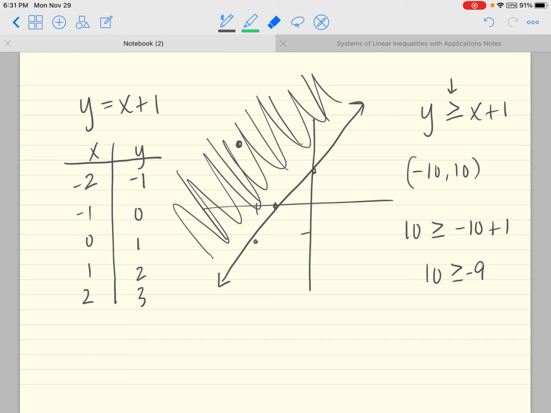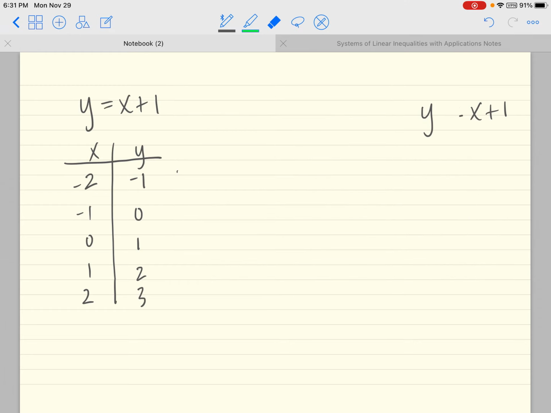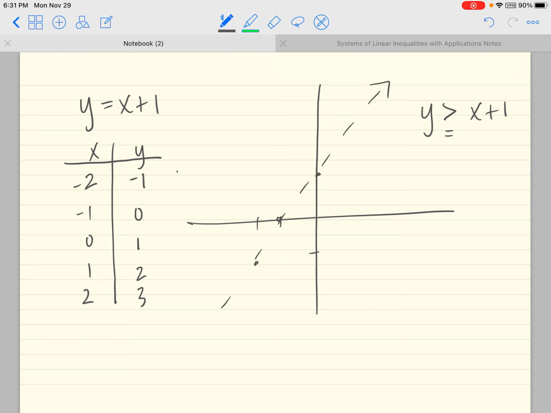Now, if I was to take away the equal, how would it change? So if it were just y is greater than x plus 1, then this connection of points, so -2, -1; -1, 0; 0, 1, and so on, we're no longer equal to. That means the points on the line are no longer solutions. So we would represent this line with a dotted or dashed line. So that's sort of a boundary for the solution region. But the points on the line are no longer solutions.